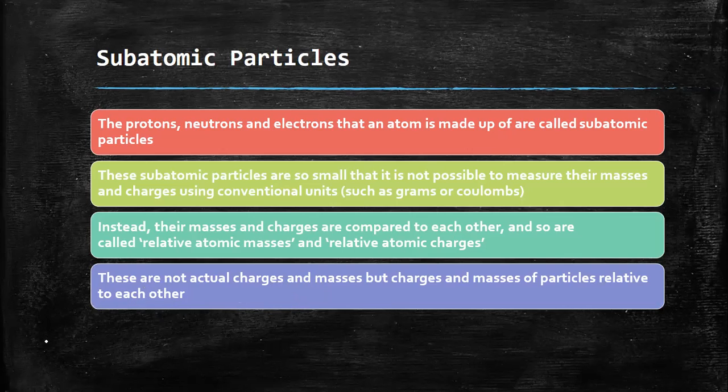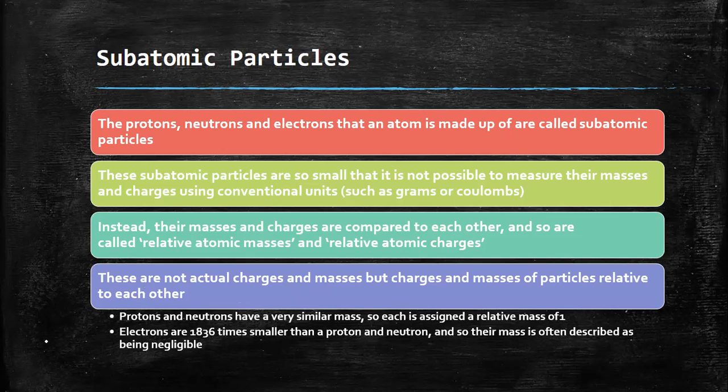These are not actual charges and masses, but charges and masses of the particles relative to each other. Okay. Protons and neutrons have very small masses, so each is assigned a relative mass of 1. Electrons are 1836 times smaller than the proton and neutron, and so their mass is often described as being negligible.